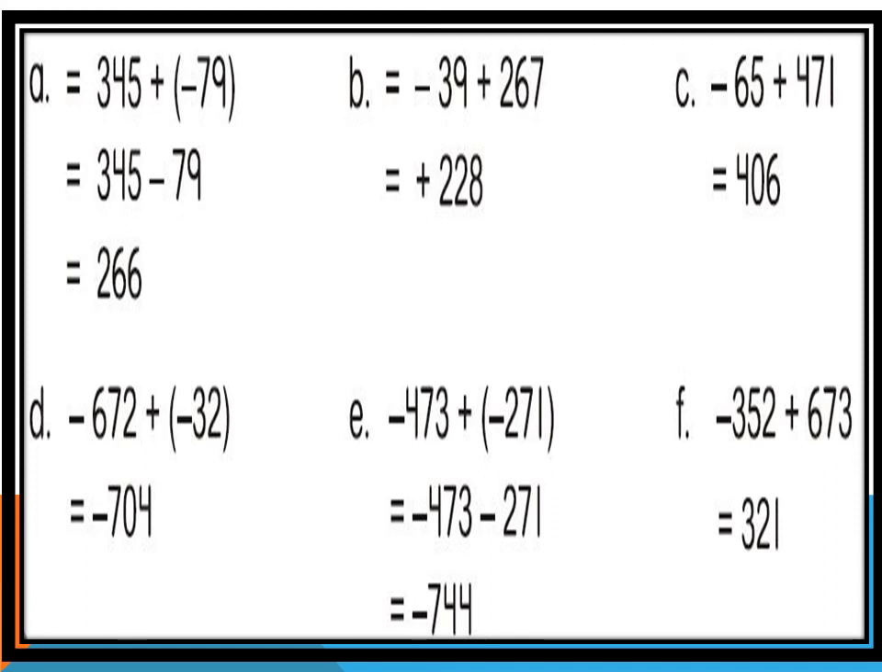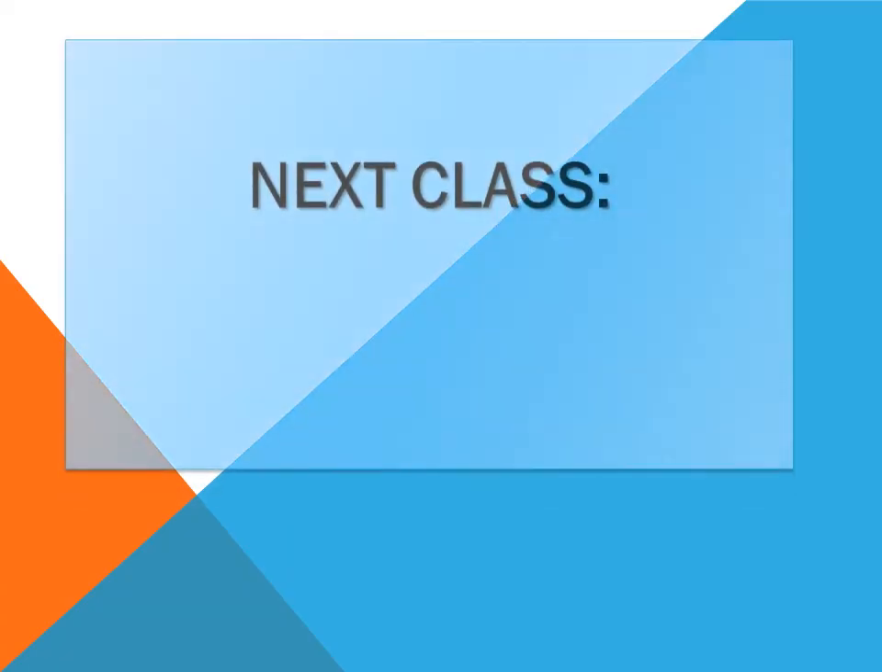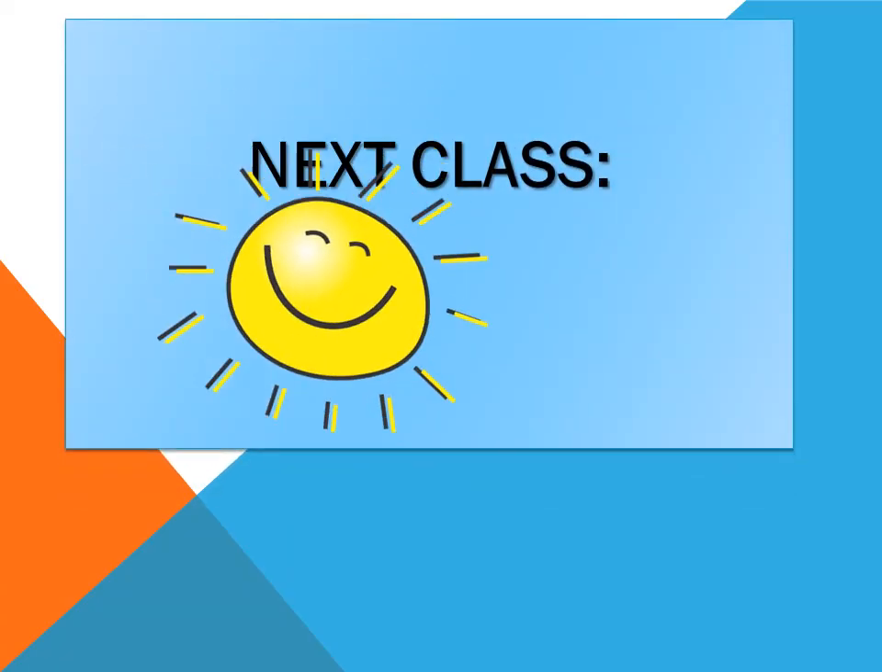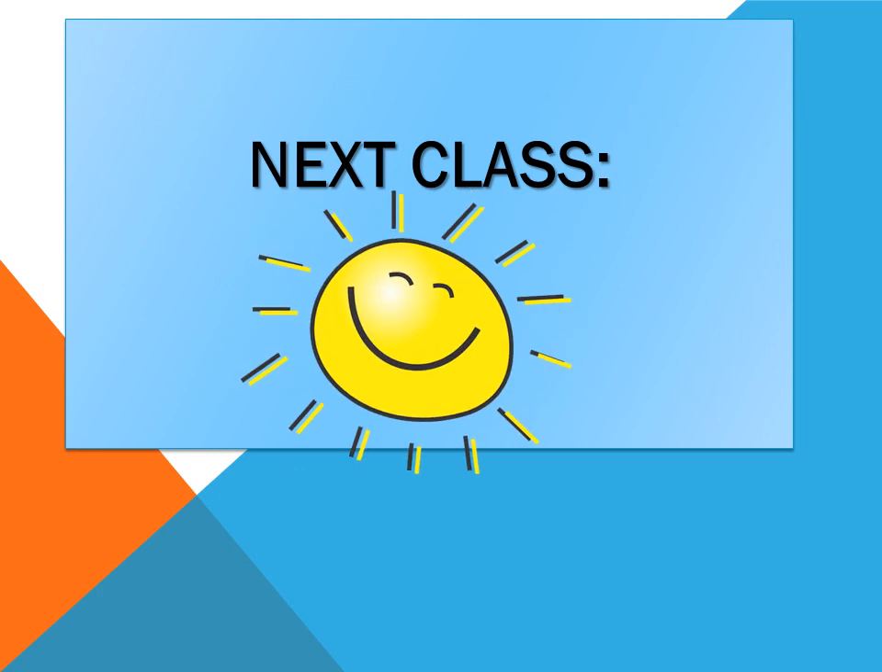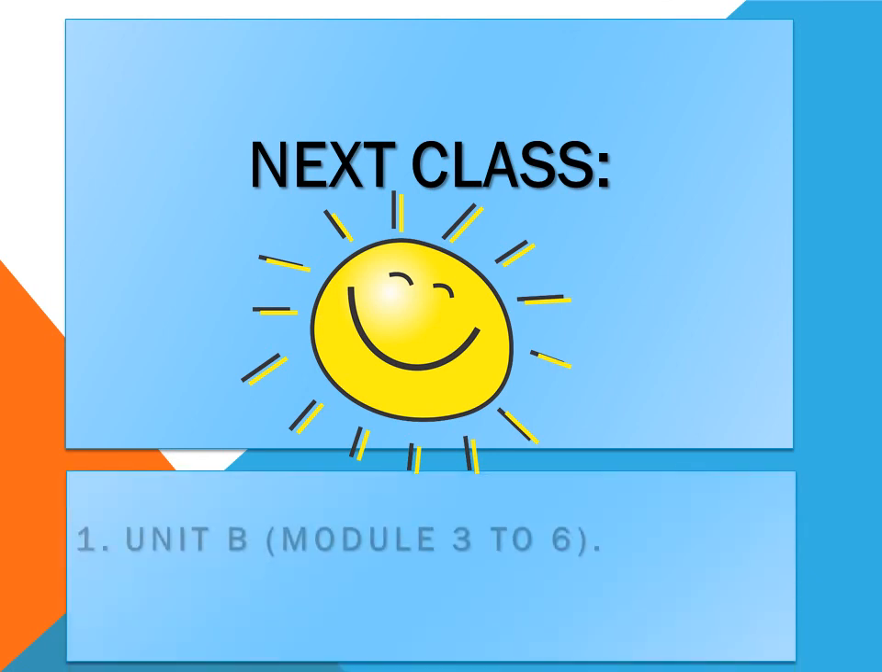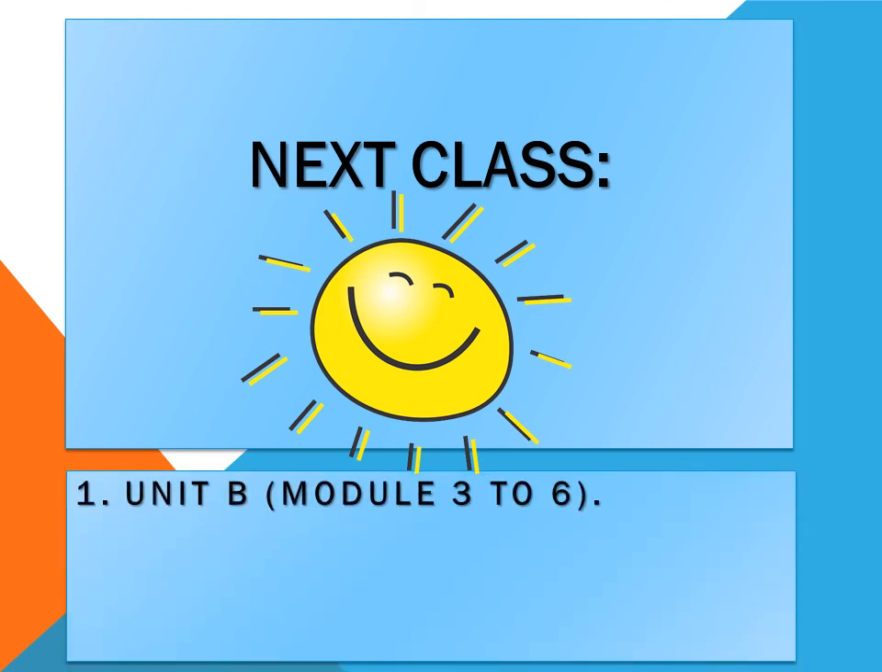And this basically brings us to the end of today's class. I hope everyone got everything correctly, and I hope every concept was clear to you. So in our next class, we are going to do module number 3 to 6. That means module 3, 4, 5 and 6 of unit B.